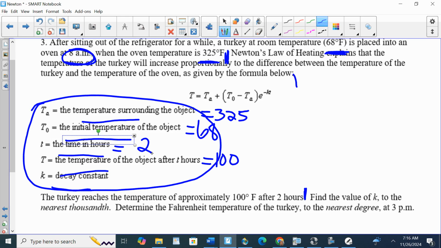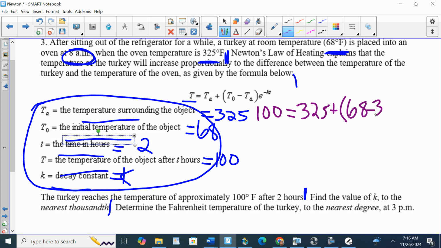Find the value of K to the nearest thousandth. All right, so it's finally telling us to do something. I have values for all the other variables, and K is what I'm trying to find. So I'm going to carefully substitute into this formula. Capital T is 100 equals T_A is 325 plus T_0 is 68 minus T_A is 325, times e to the negative kt, where k is what I'm trying to find, and t is 2. So that's me carefully substituting my values in.